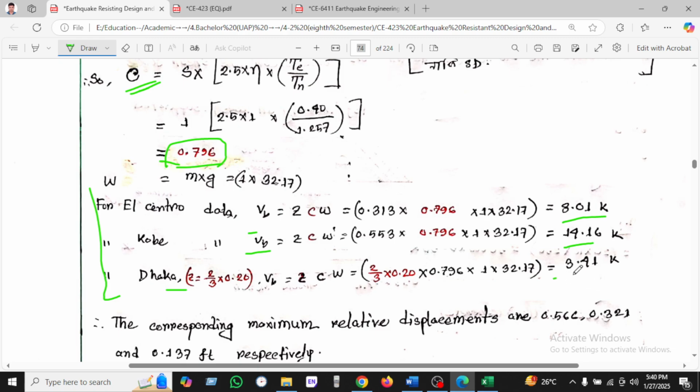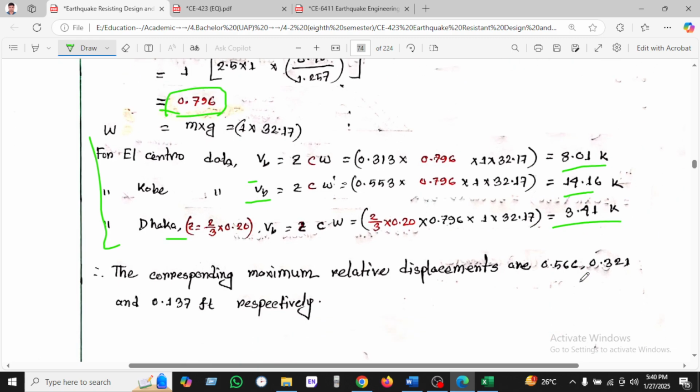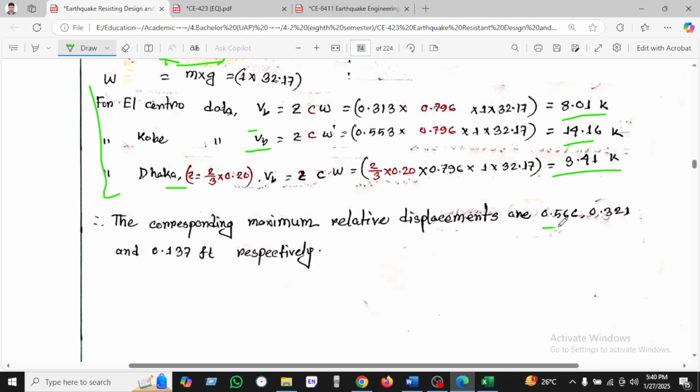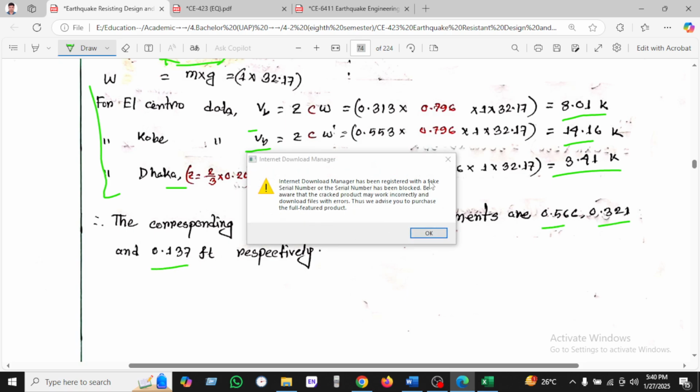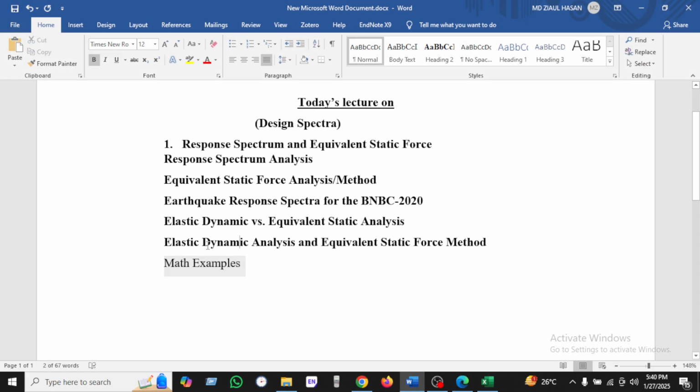the Dhaka zone will be 30.41. So the maximum relative displacements are 0.56, 0.21, and 1.13 respectively. So that covered the elastic dynamic analysis versus the equivalent static force method that we have been seeing here.